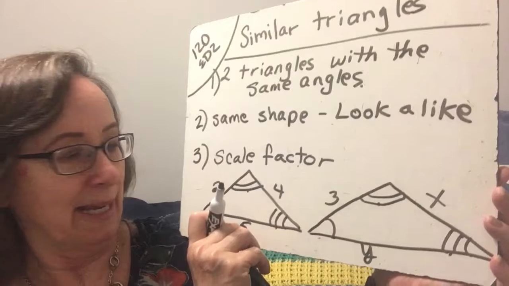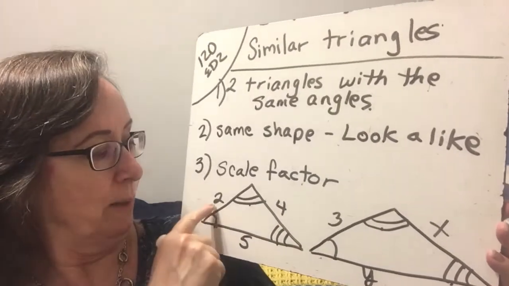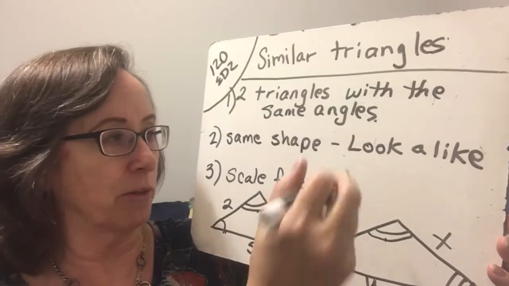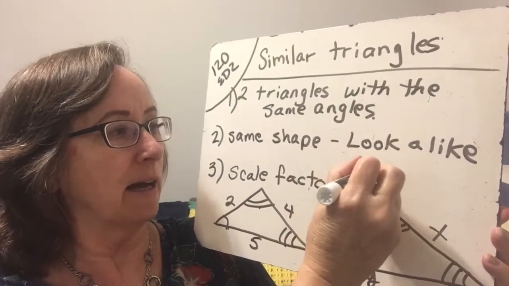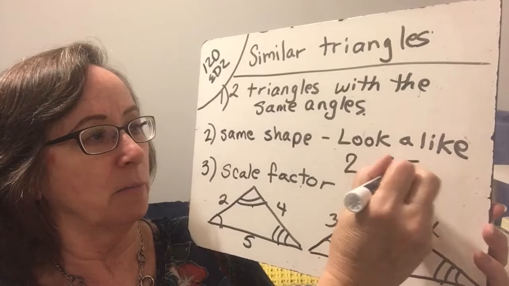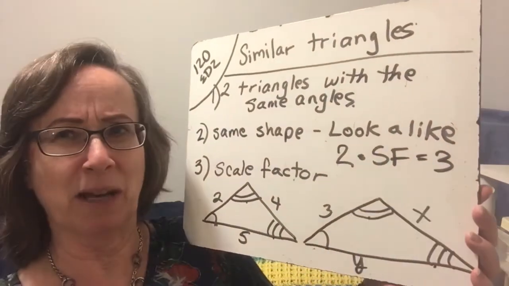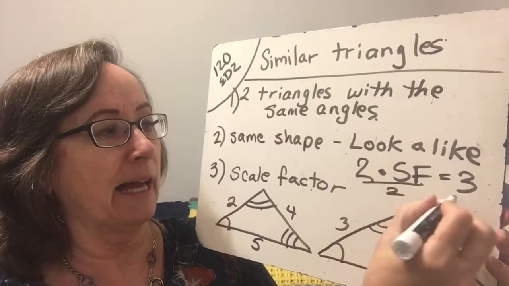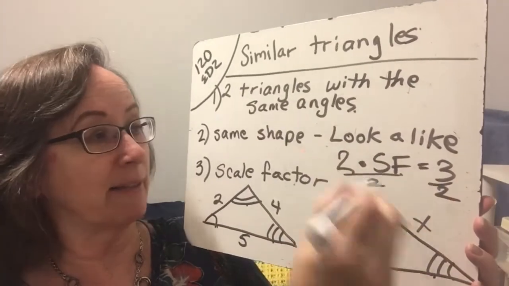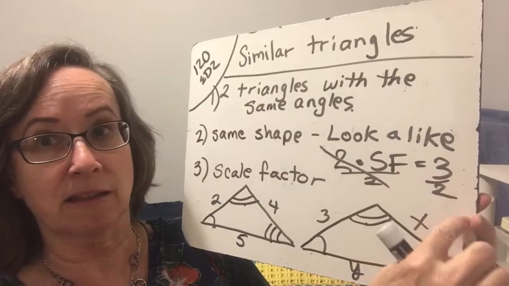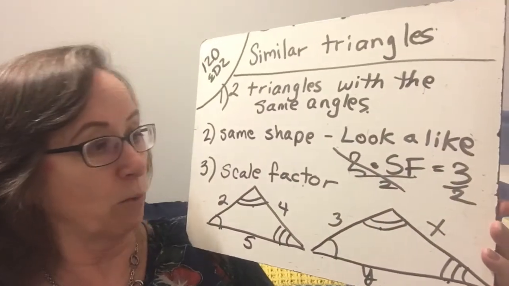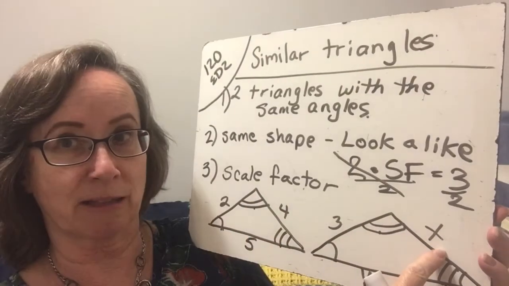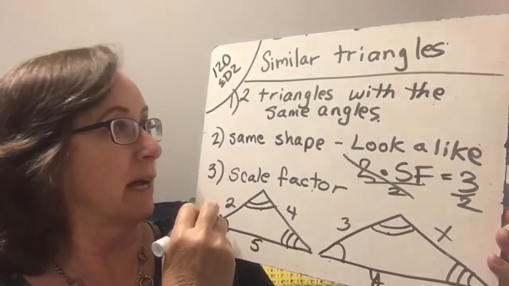Okay, so now that that's true, we can say 2 times some scale factor must equal 3. So then we ask, what is our scale factor? If we divide by 2 on both sides, then we get that the scale factor is 3/2. So in order to find out what x is, we take 4 and multiply by 3/2.